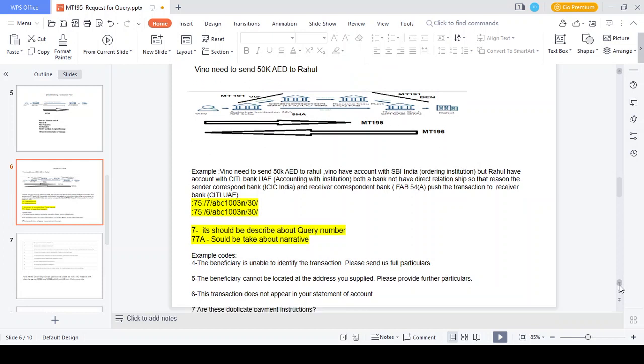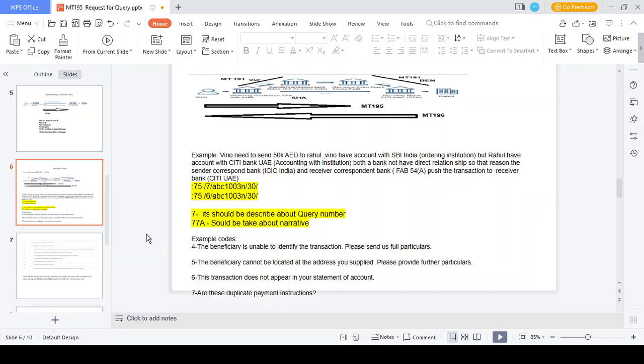See, I will provide a sample example code. In case of 7, the transaction has already been initiated, and you check whether it's a duplicate transaction or not. You use 7 at that time. 6 means the transaction did not appear in your account statement. Whether the particular transaction appears in your account statement or not, at that time you can do the inquiry with 6. 75 slash 6 slash ABC, like that you give.